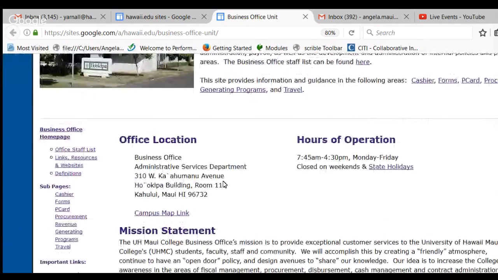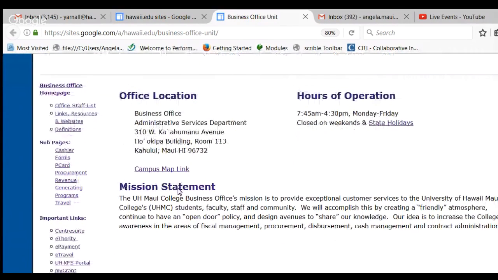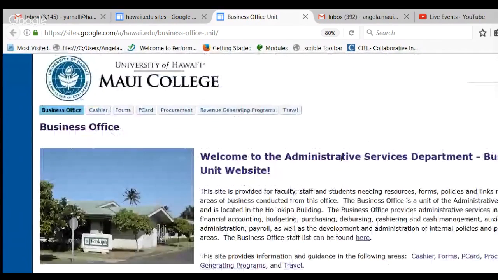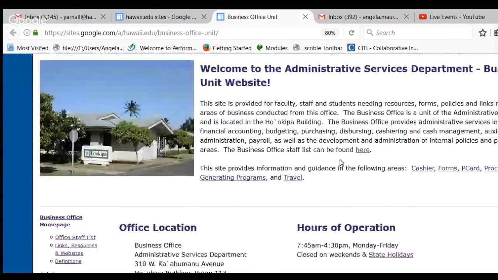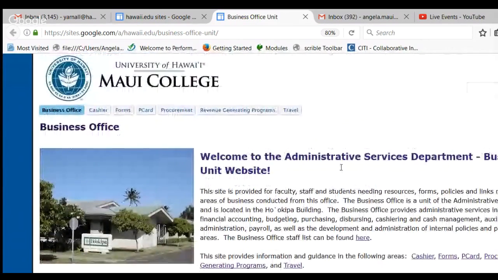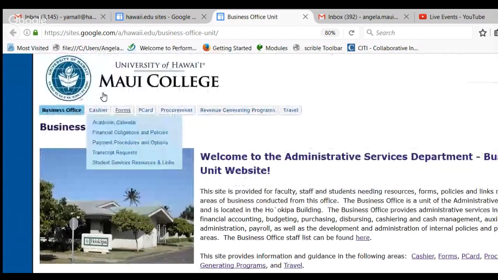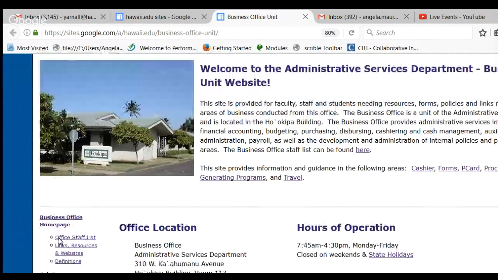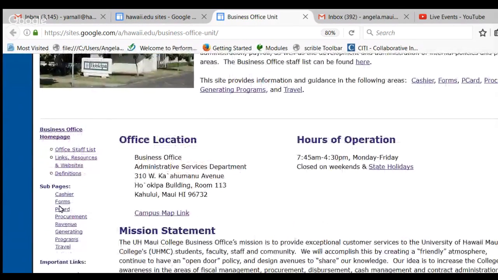Let's see. So we have business office, hours of operations. Again, it's the layout of the page, the colors, the graphics, the size of the font. Is it readable? Is there anything that you could see get improved? I think the links here should be a little bigger. And the links on the side as well, because it seems like I might be squinting.